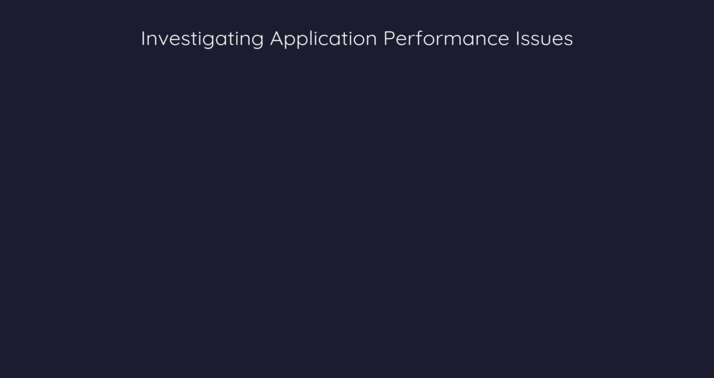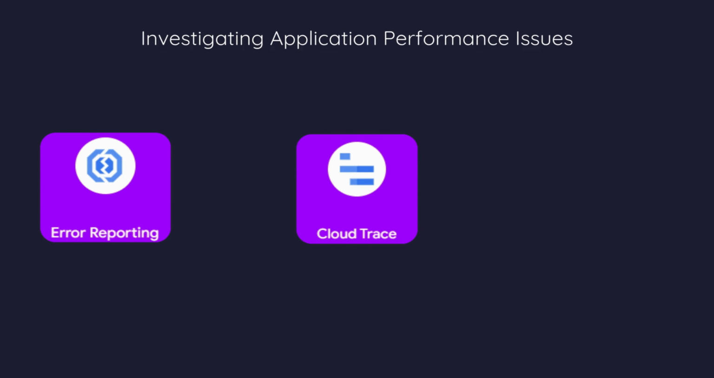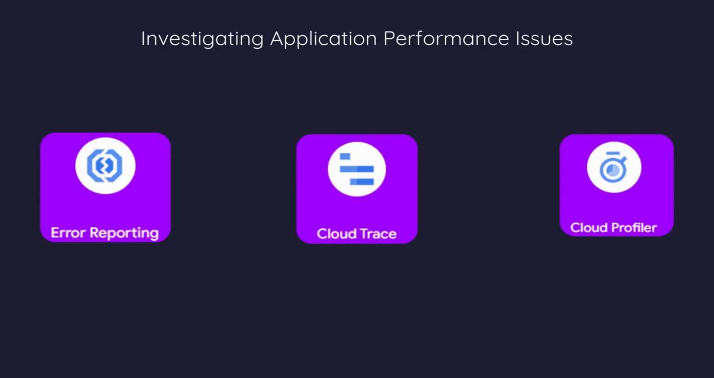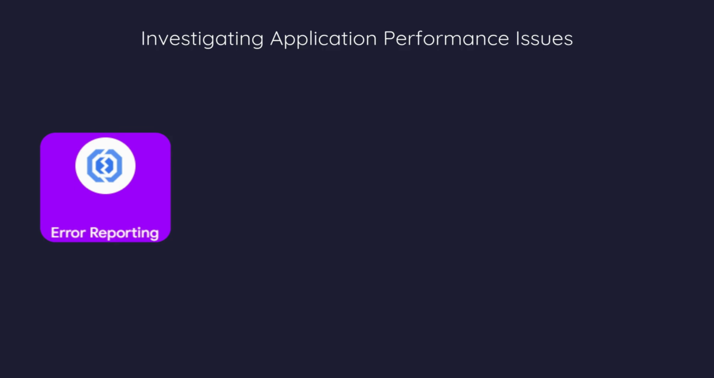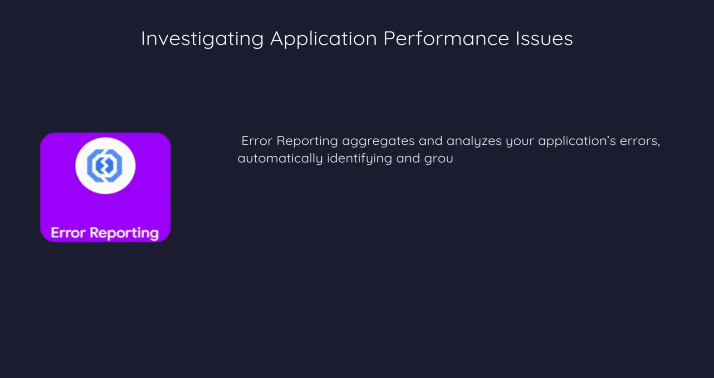Now let's dive into Application Performance Management, APM. Google Cloud provides tools like Error Reporting, Cloud Trace, and Cloud Profiler to help you identify and fix performance issues. Error Reporting aggregates and analyzes your application's errors, automatically identifying and grouping them. It alerts you whenever new ungrouped errors occur.